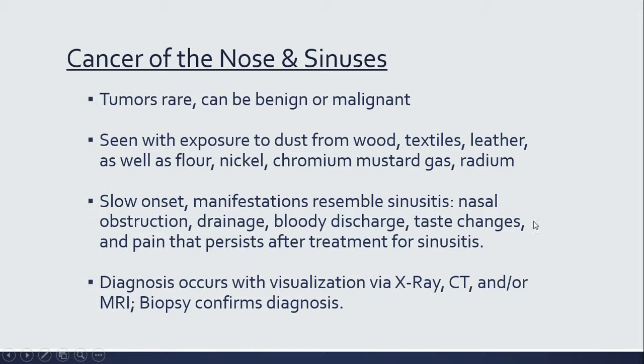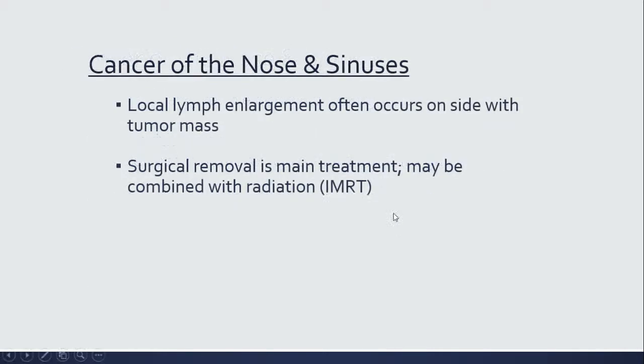The diagnosis is going to occur with visualization via X-ray, CT, and/or MRI, and a biopsy is going to confirm the diagnosis. Okay. Now, also, local lymph enlargement can occur on the side with the tumor or mass. And then the surgical removal is going to be the main treatment, and it may also be combined with radiation. Depends on the location, the size, the structures that are involved. Okay.